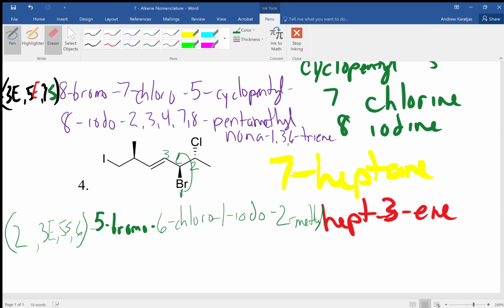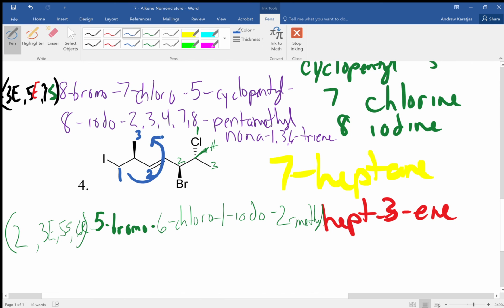The carbon with the chlorine is first priority. The carbon with the bromine is second. The methyl is third. That's counterclockwise, which is S. But because the lowest priority group, the hydrogen, points forward, we take the opposite. So that's 6R. And finally, at carbon 2, we have a methyl, which is going to be third priority. The alkene is second, and the carbon with the iodine, because iodine is higher atomic number than carbon, is first. Goes counterclockwise, and we have 2S.